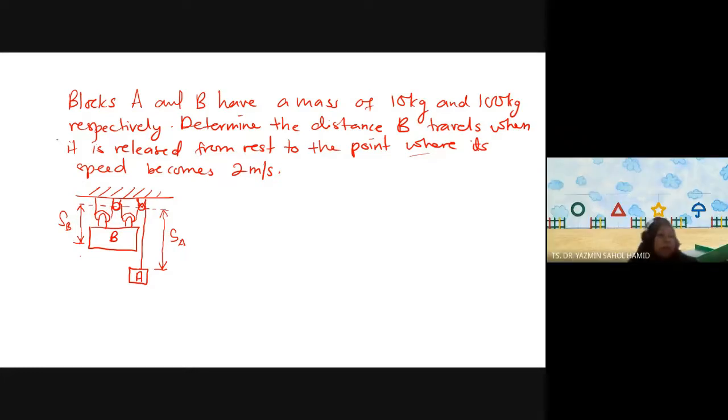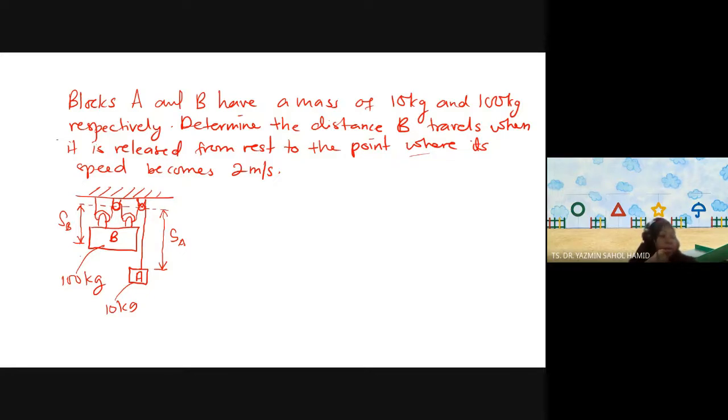Alright. Block A and B have a mass of 10 and 100 kilogram respectively. So block A ni 10 kg, block B ni 100. Determine the distance B travel when it is released from rest to the point where its speed becomes 2 meter per second.